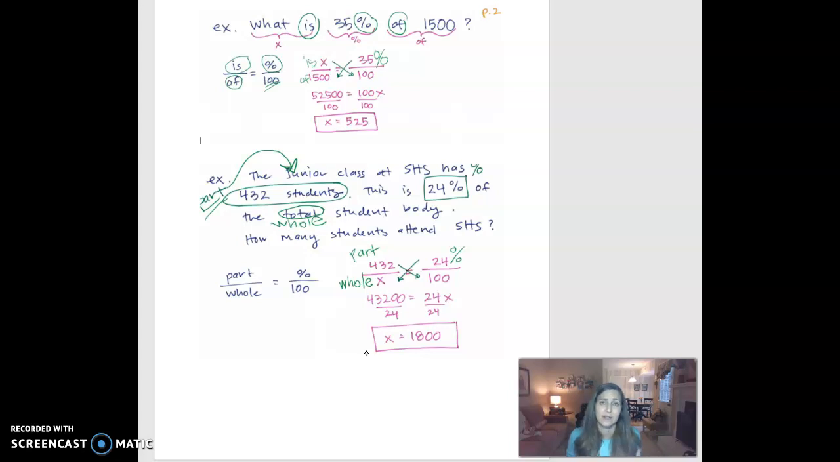Again, we did this last week. This is the proportion where you cross multiply and divide. The answer ends up being 1,800 total students. Now, watch your rounding here. We don't have to round with this particular problem.